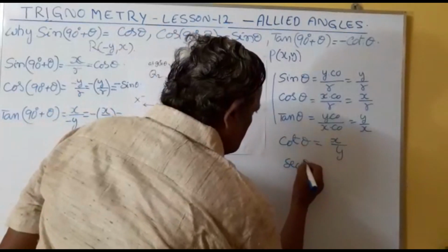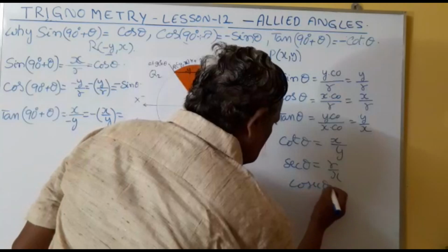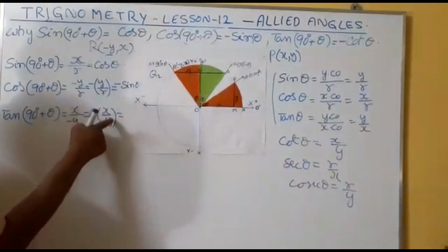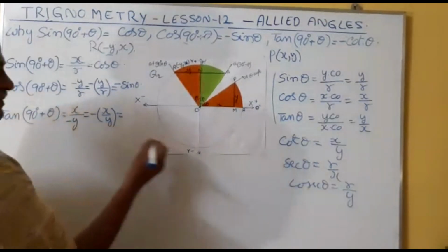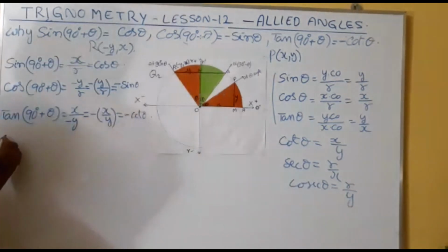Cot theta is equal to x by y, sec theta equal to r by x, and cosec theta equal to r by y. Therefore, minus x by y, and x by y is cot theta. Therefore, tan 90 degrees plus theta is minus cot theta.